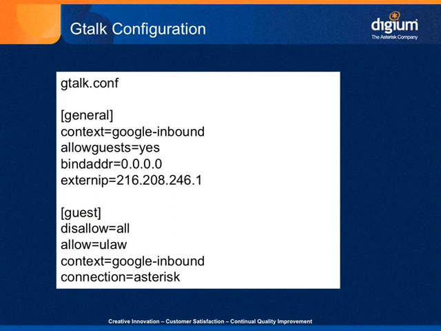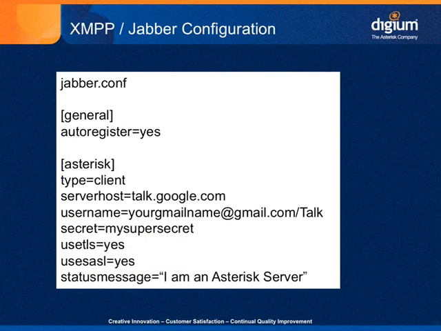We're still going to have to configure Asterisk's XMPP Jabber component to connect to Google. Let's do that. All right, here's our jabber.conf file. Just like our gtalk configuration file, we need two sections. The general section only needs one thing, auto-register. Set that to yes. Now, remember from the last slide in our gtalk configuration file where we used the option connection and we called it Asterisk? Here's where that comes into play. The second section of this file will have the same name as the connection from our gtalk.conf file. So in this case, we call it Asterisk.